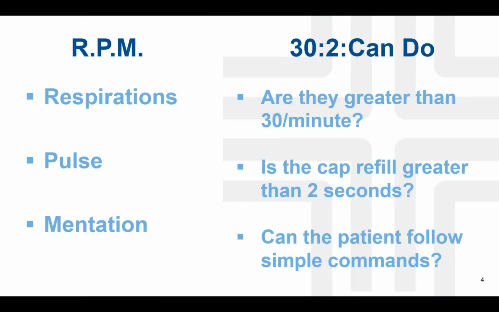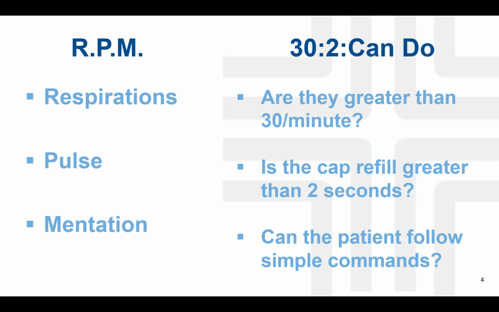How does it work? Well, we use the 30-2-Can-Do mnemonic, or the RPM mnemonic. When we assess the patient, we look at respirations. Are the respirations greater than 30? We check a quick pulse or a cap refill. I like cap refill. We go with, is the cap refill greater than 2 seconds, right? It works a little bit quicker if you can just press a finger or push a forehead, whatever it may be, to see what that cap refill time is.